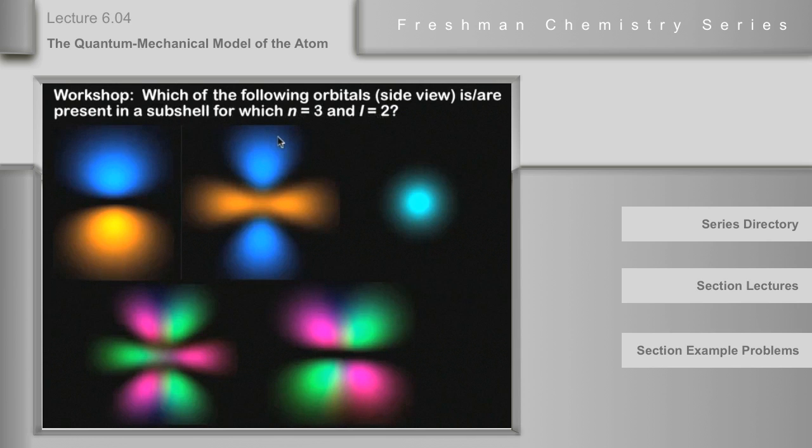Well, n is equal to 3 and L is equal to 2. What kind of subshell is this? S, P, D, F, G, H? It's D. It's a D subshell. So we're looking for d orbitals, something that could be one of the 5 shapes that we just saw. Question?